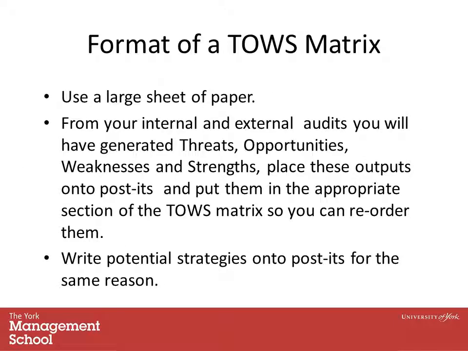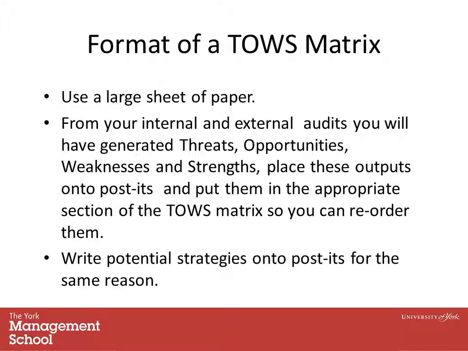How would I actually advise you to do it when you get together in the seminar? Get a large sheet of paper. As you know, from the internal and external audits you did a few weeks ago, you'll have the generated threats, opportunities, weaknesses and strengths. Put these outputs onto post-its and put them in the appropriate section of the TOWS matrix so you can reorder them. Once you've done this, you can cross-reference them and start to write potential strategies onto post-its. Some strategies may actually appear in more than one segment. It's very important, if they do, that you actually write them twice. That reinforces the breadth of importance of that particular strategy.